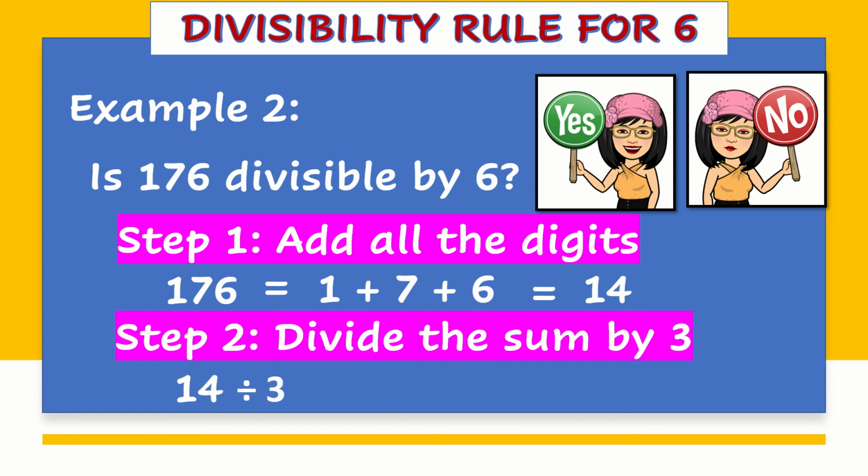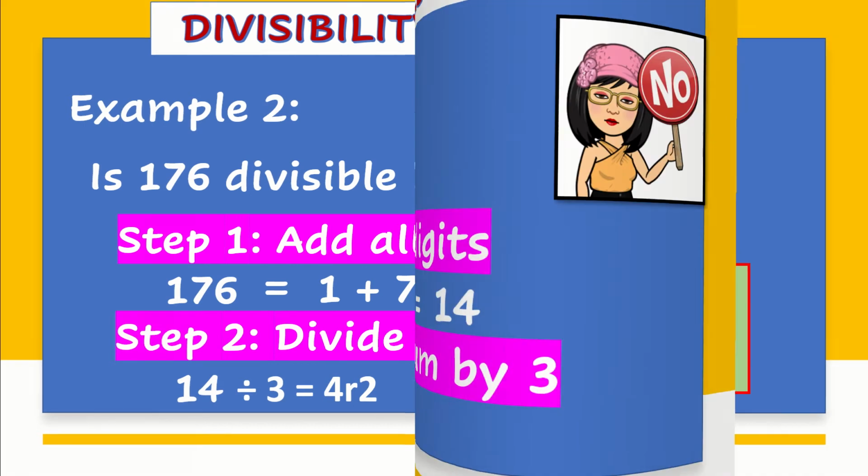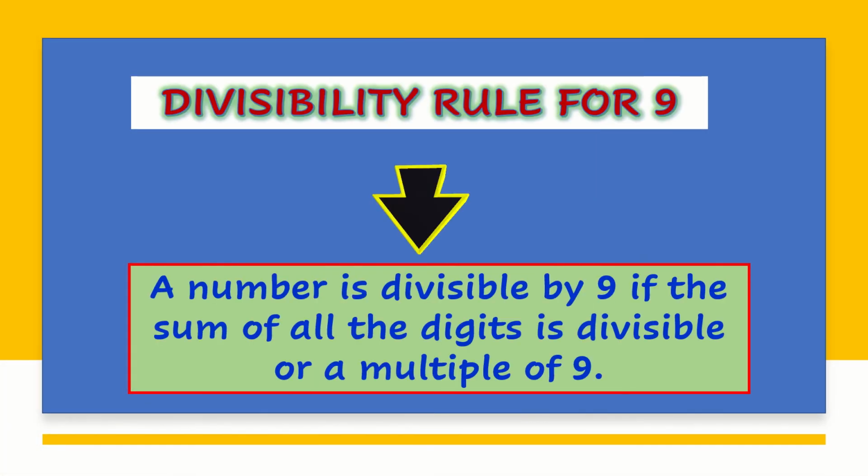The sum is 14 divided by 3, which is 4, remainder 2. Therefore, because it has a remainder, 176 is not divisible by 6. We will come to the divisibility rule for 9. A number is divisible by 9 if the sum of all the digits is divisible by or a multiple of 9.